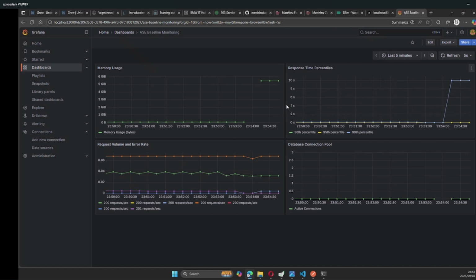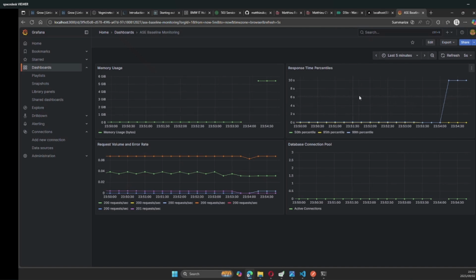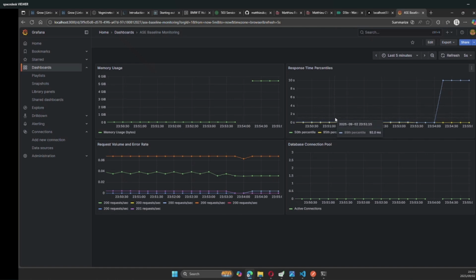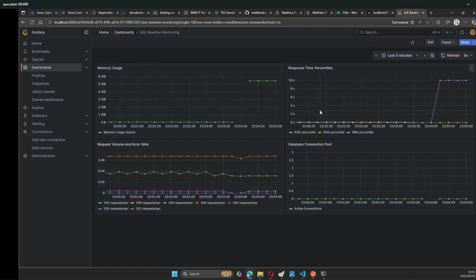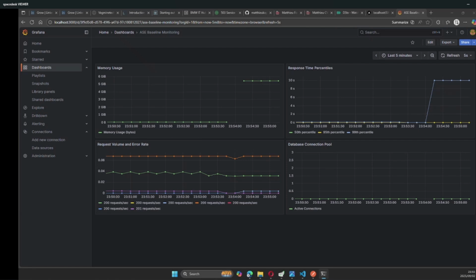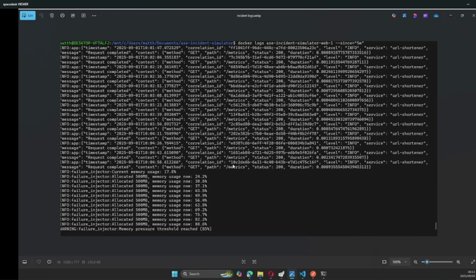And now we're going to see the logs, because one thing about monitoring is that it just shows you that something is wrong, but then an ASE or whoever is responsible needs to troubleshoot and look at the logs and see exactly what is wrong and why it is wrong. So we're going to do that just now by checking the logs.